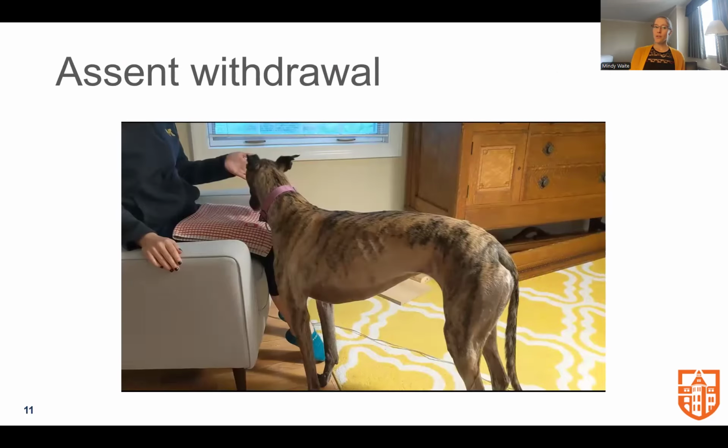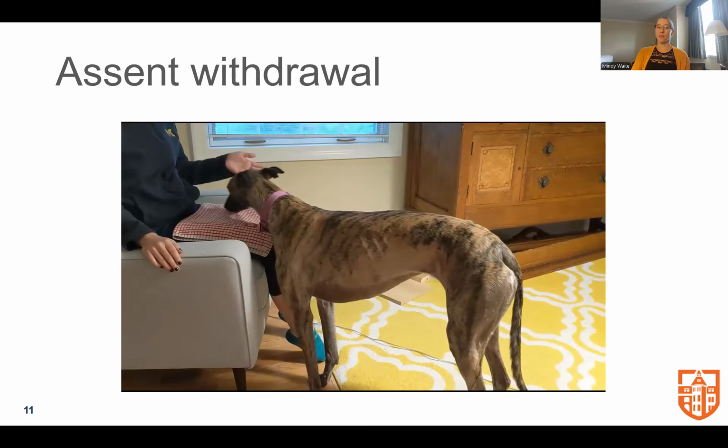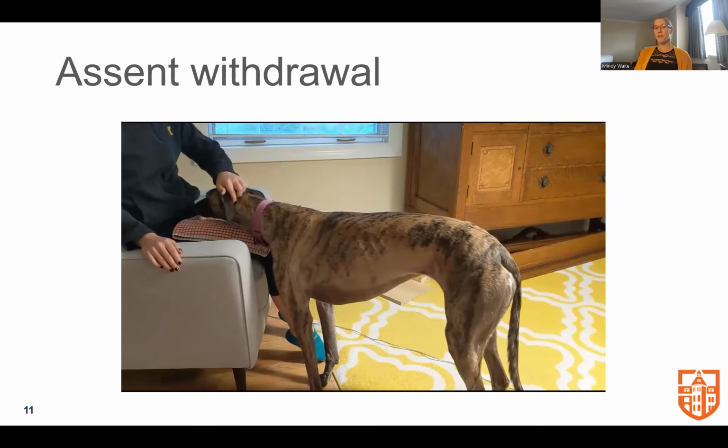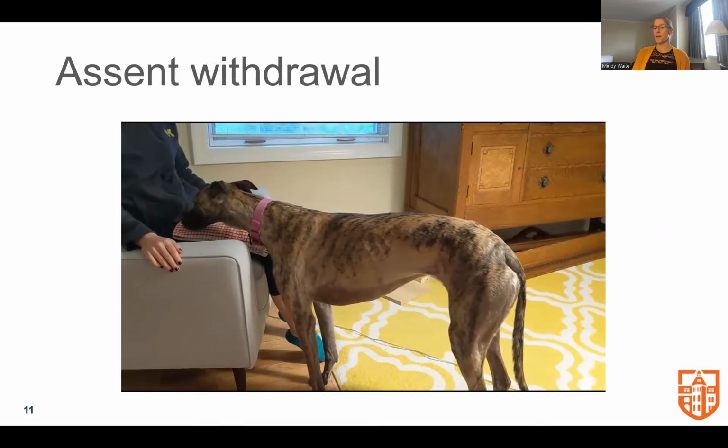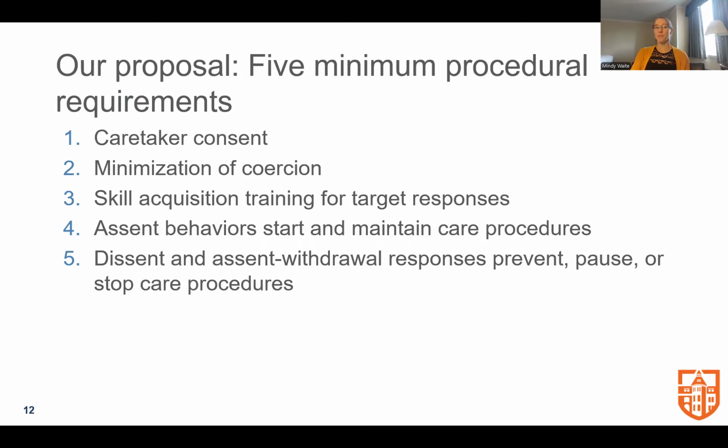So I'm going to show you a video here of just an assent withdrawal response. You will see the dog initially engages in the trained assent response, which is putting her chin on the mat, and then she will raise her chin, which has historically stopped the procedure from continuing. So that's an assent response there, and then she engages in the assent withdrawal response of lifting her chin, and the procedure stops. And so again, going back to, okay, we've defined assent now, we have ways for the animal to essentially say yes and say no. What makes a cooperative care procedure cooperative care?